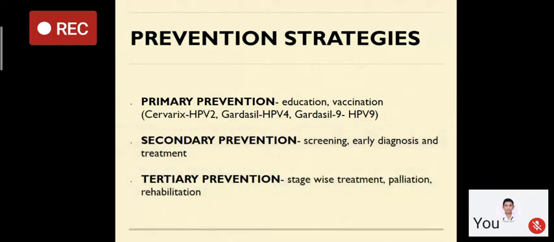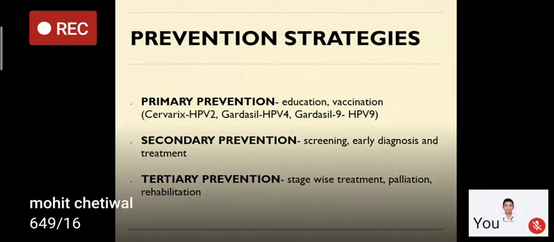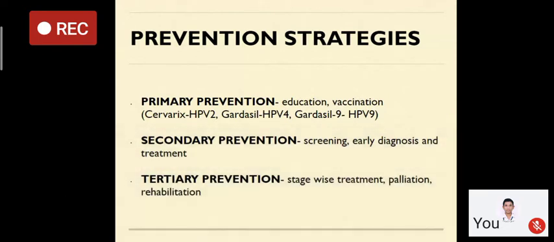This is primary prevention by education of the females that they have to undergo screening and vaccination. Secondary prevention is screening and early diagnosis and treatment at an earlier stage in CIN 1, 2, or 3. And tertiary prevention is stage wise treatment of the disease and palliative treatment and rehabilitation according to the stage of the disease, radiotherapy or surgery. Once the patient has already had cervical cancer, then it comes the tertiary prevention.